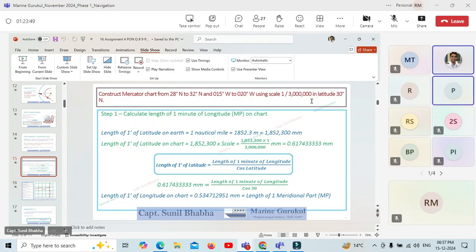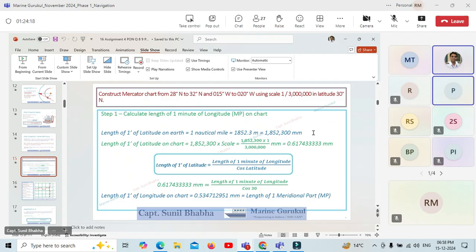Okay, sir. Understood. So the question is: construct a Mercator chart covering the area between 2 degrees north and 2 degrees south and between 3 degrees east and 2 degrees west to an appropriate scale at the equator. Right, beta? So take a scale of 1 is to 5 million. Make a note at the top: scale is not mentioned, so we are taking the scale and making the chart.